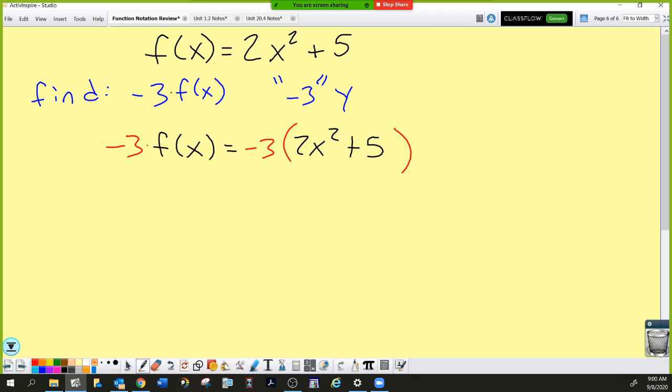On my test, there will be the wrong answer choice of negative 6x squared plus 5. With that answer choice, the student understood they were supposed to multiply the right side by negative 3. That shows how important parentheses are. So we're going to distribute, get negative 6x squared, distribute, get negative 15. So negative 3 f of x is negative 6x squared minus 15. Like I said, if you'd written negative 6x squared plus 5, you would have earned half credit.